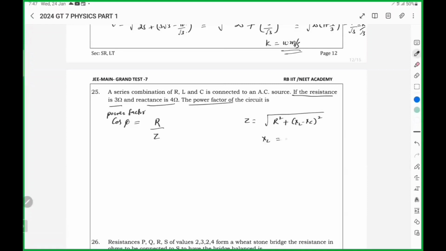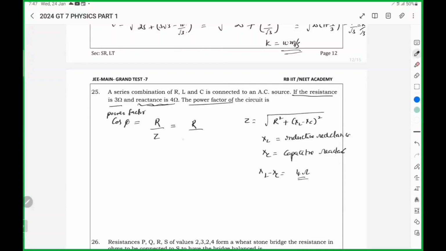XL, you know, is inductive reactance. XC, you know, is capacitive reactance. He has not given inductive or capacitive, he has given reactance, which means just the resultant reactance, that is 4 ohms.